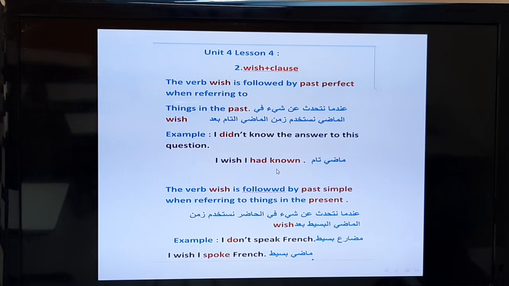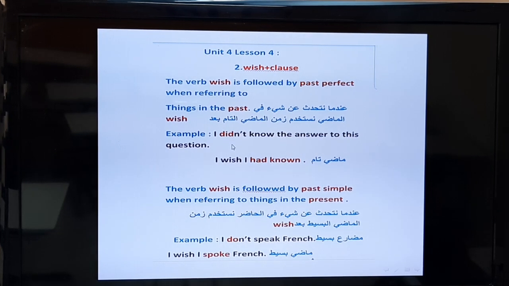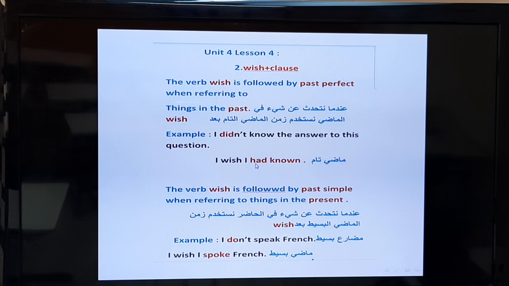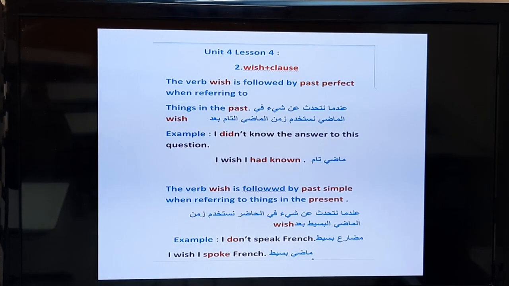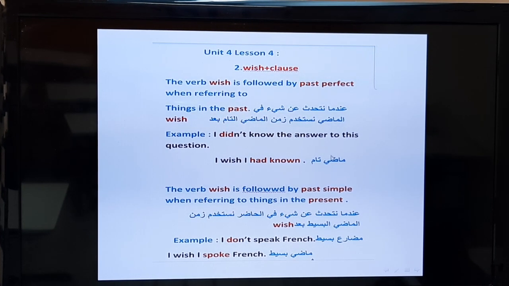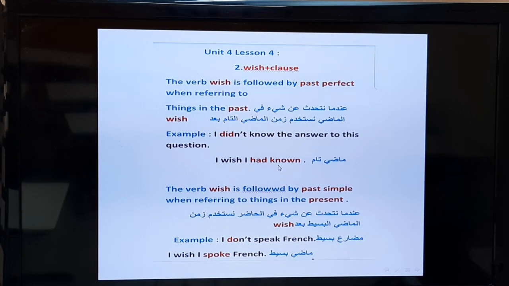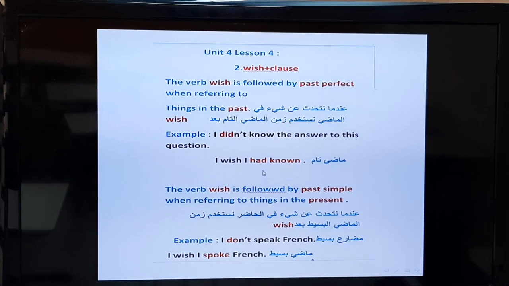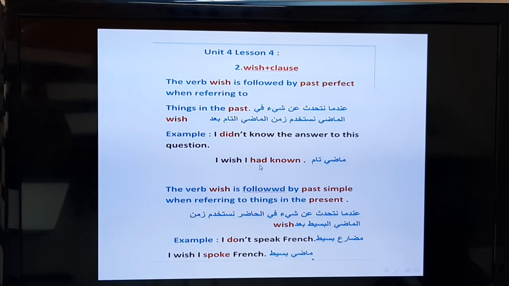So, if the sentence expresses something that happened in the past, we should use the past perfect: had plus the verb in past participle, okay? So, the verb wish is followed by the past perfect when we're referring to things in the past. The verb wish is followed by the past simple when referring to things in the present.